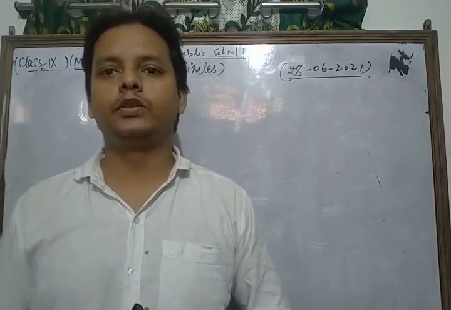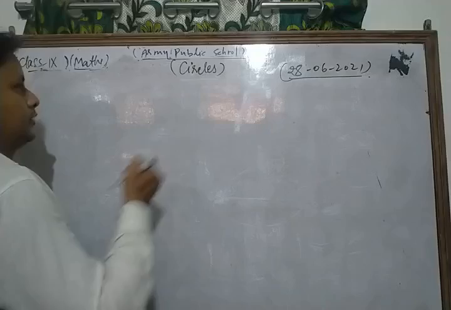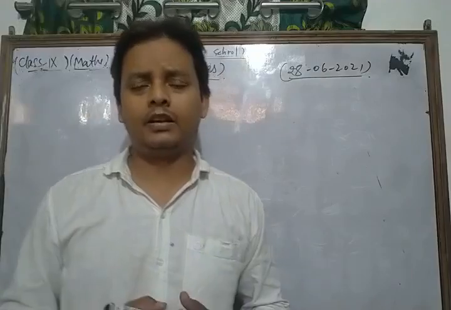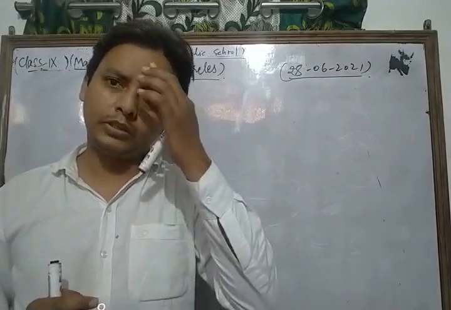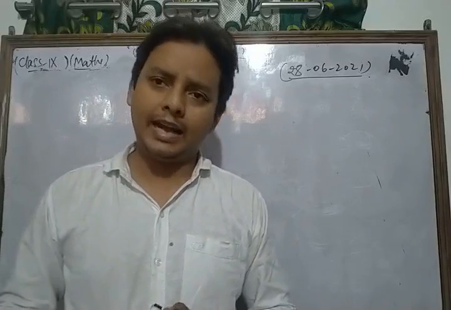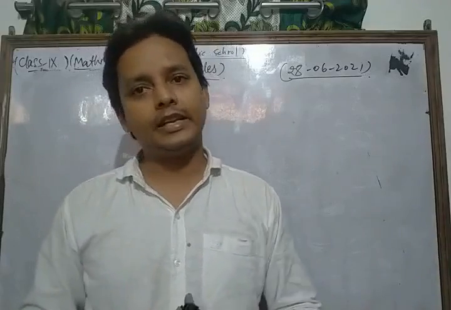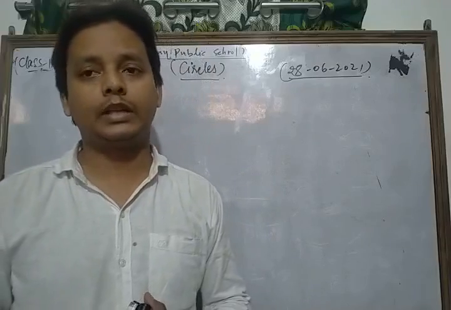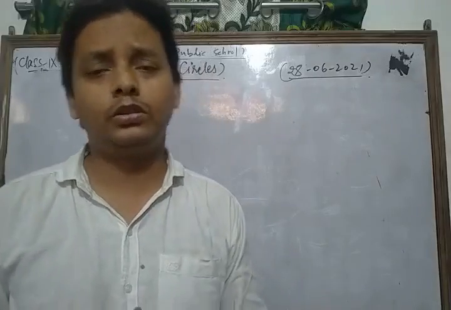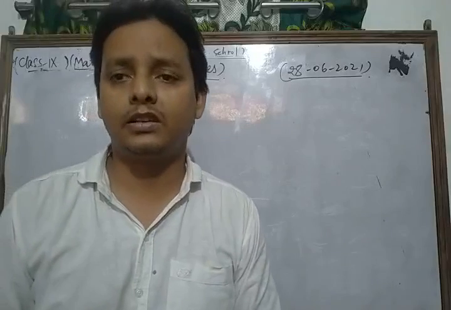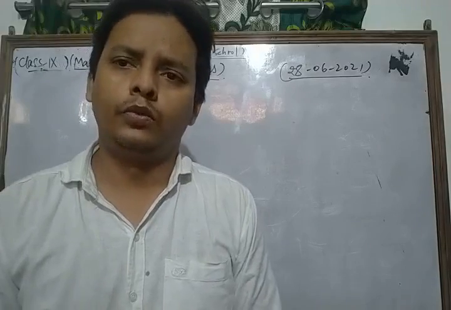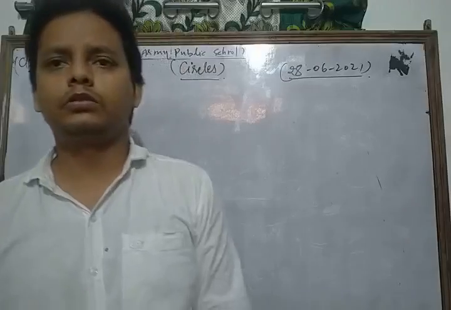Dear students, in the previous class we discussed a very important chapter of your syllabus, which is what? Circles. And we discussed some important theorems related to circles: the angle subtended by an arc at the center is double the angle subtended by it at any other remaining part of the circle, and the angles in the same segment are equal to each other. We also discussed the angle in a semicircle is what? A right angle. Now in today's class we take and solve some important questions based on these theorems.